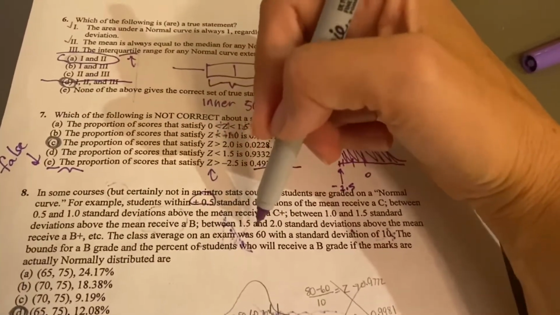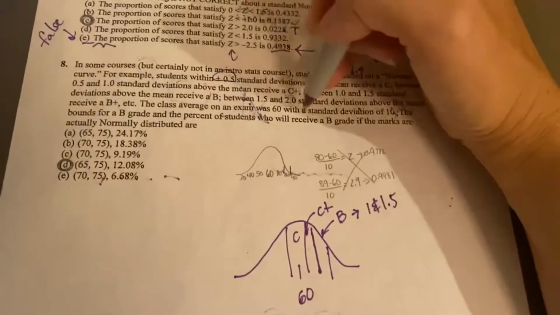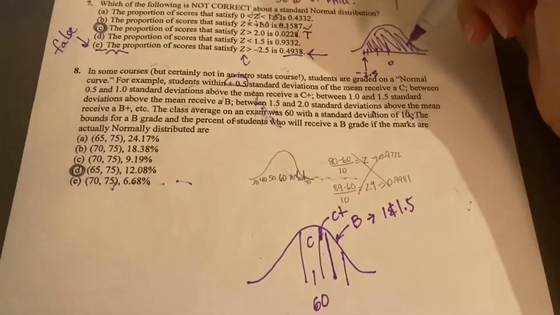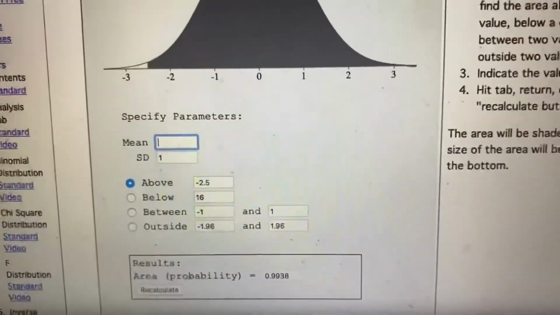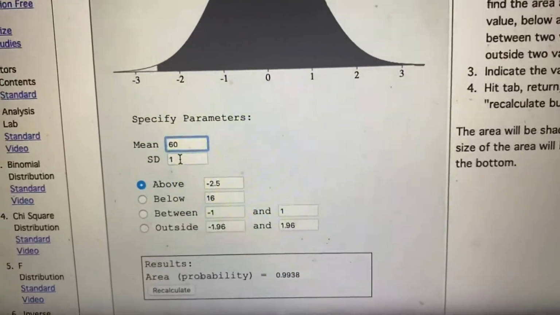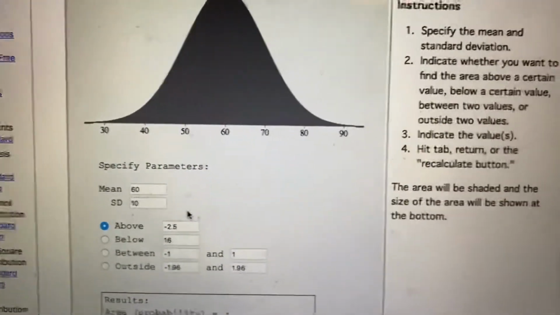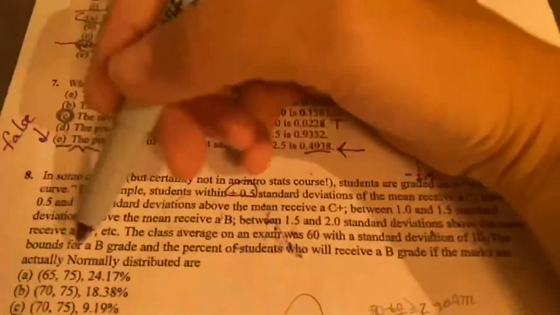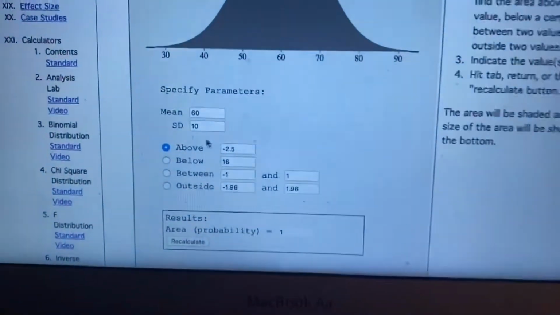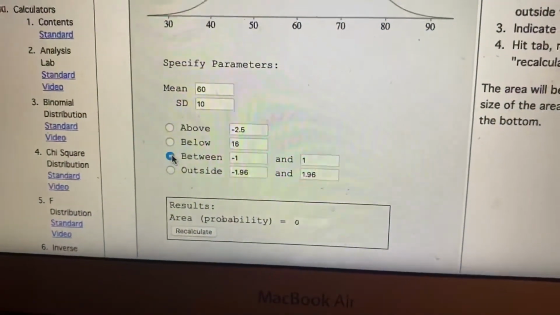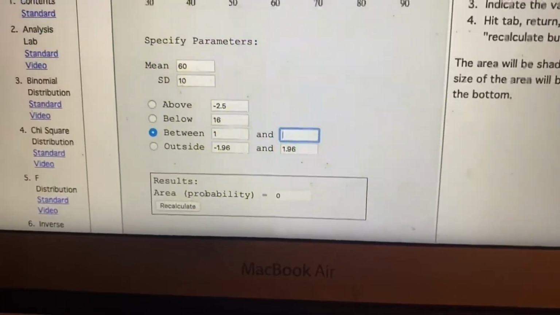The average on the exam was 60. So we know the number in the middle is 60, right? With a standard deviation of 10. Okay, so we can go back up here. We know the mean is 60 and a standard deviation is 10. Now it says of the bounds for B, well, we know the bound for B is between 1 and 1.5.